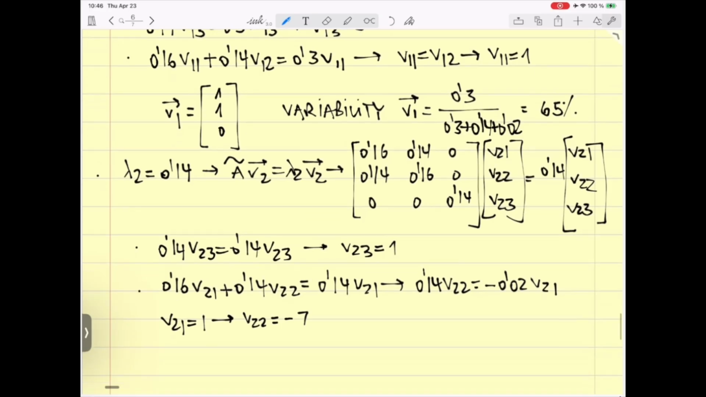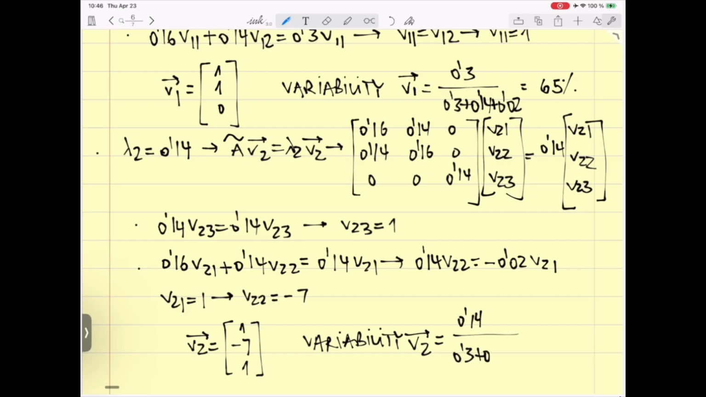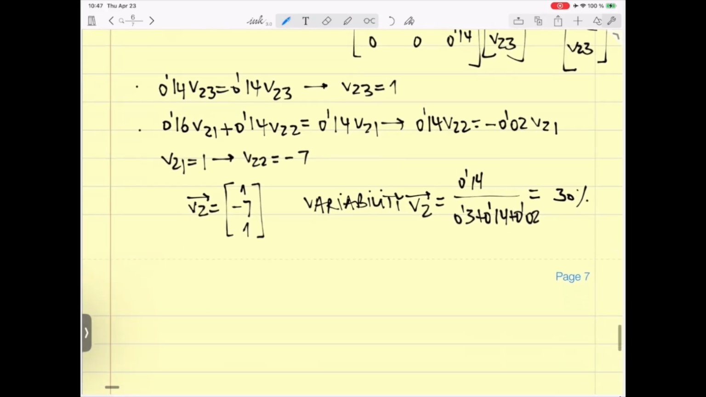As a result, the second eigenvector is 1, minus 7, and 1. So the variability explained by the second eigenvector is 0.14 divided by 0.3 plus 0.14 plus 0.02 equal 30%. Okay. Here the management interpretation is that with the second eigenvector, we can explain up to 95% of the variability of the system, okay? And this is already a lot, so we can easily discard the third for not being so relevant. But let's do it for the sake of completeness.